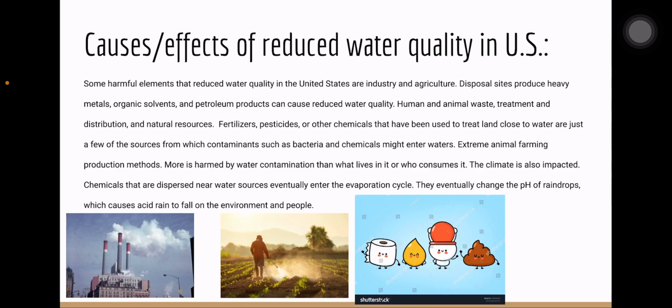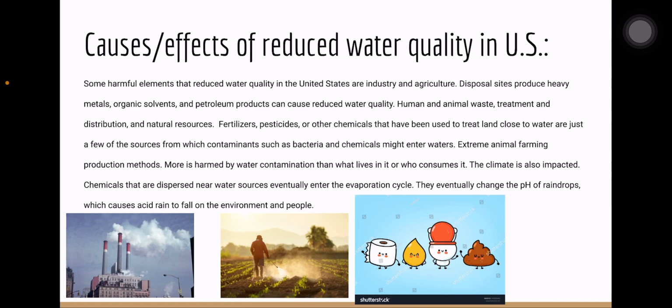More is harmed by water contamination than what lives in it or who consumes it. The climate is also impacted. Chemicals that are dispersed near water sources eventually enter the evaporation cycle. They eventually change the pH of raindrops, which causes acid rain to fall on the environment and people.